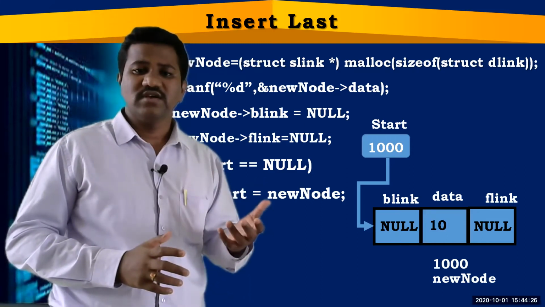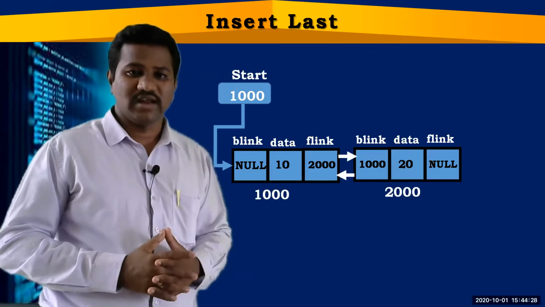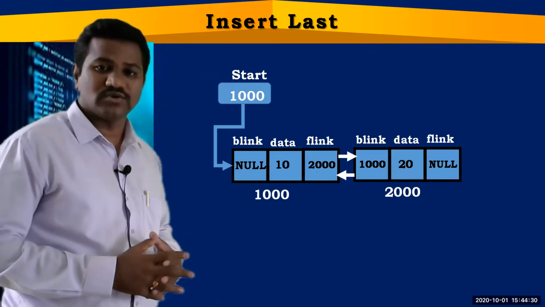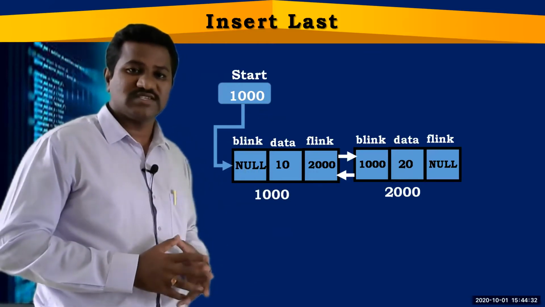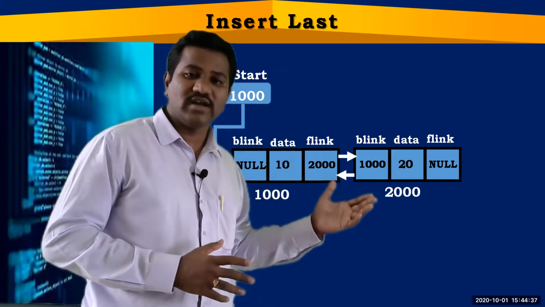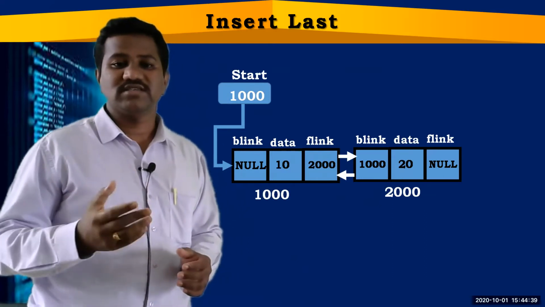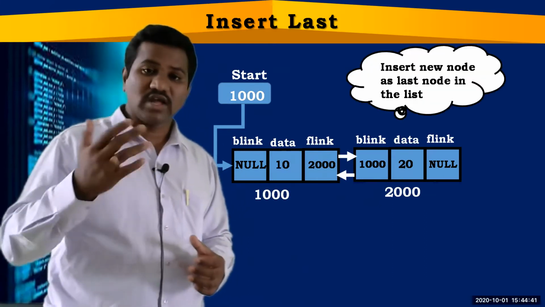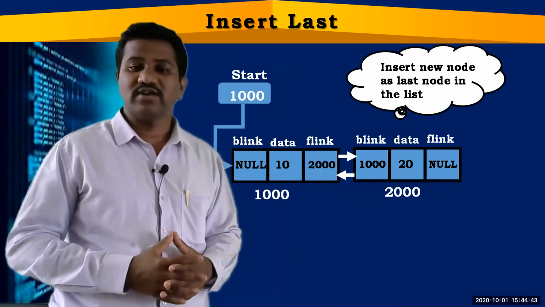Suppose there are some nodes in the double linked list. Let us consider we have 2 nodes. The first node address is stored in the start pointer, and links have been established between the 1000 node and the 2000 node. Now I would like to insert a new node, and I would like to insert that node as a last node.